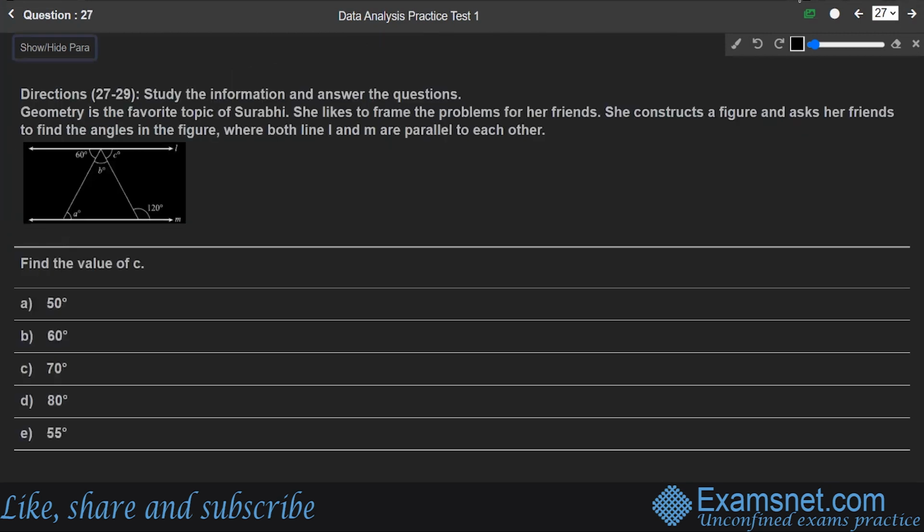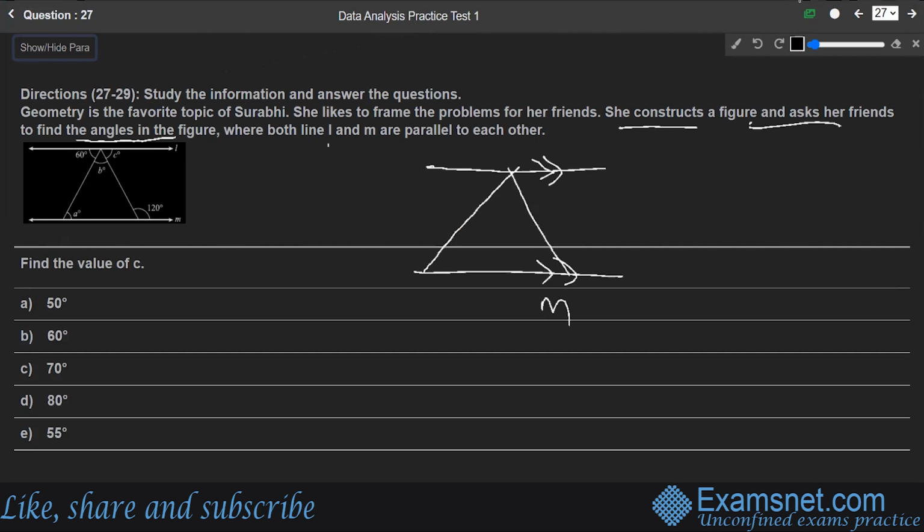Now there's a diagram over there. They are saying she constructs a figure and asks her friends to find the angles in the figure where L and M are parallel to each other. So it is clearly shown like this. This is the line L, this is the line M. They are parallel to each other. And this is how the triangle has been created.